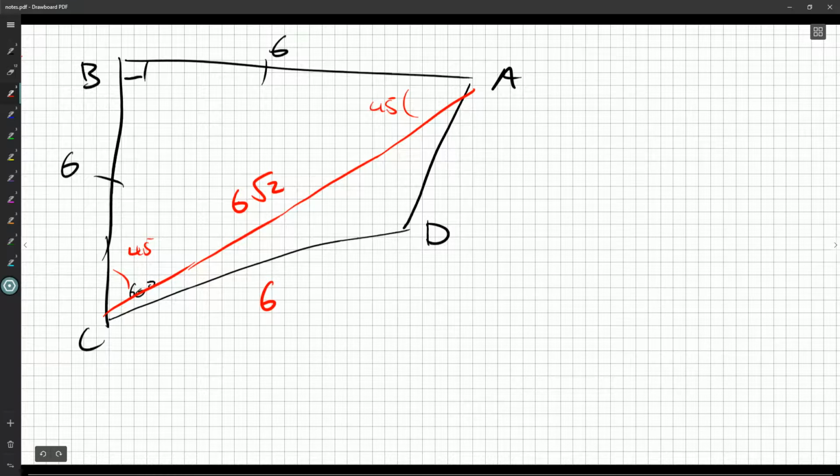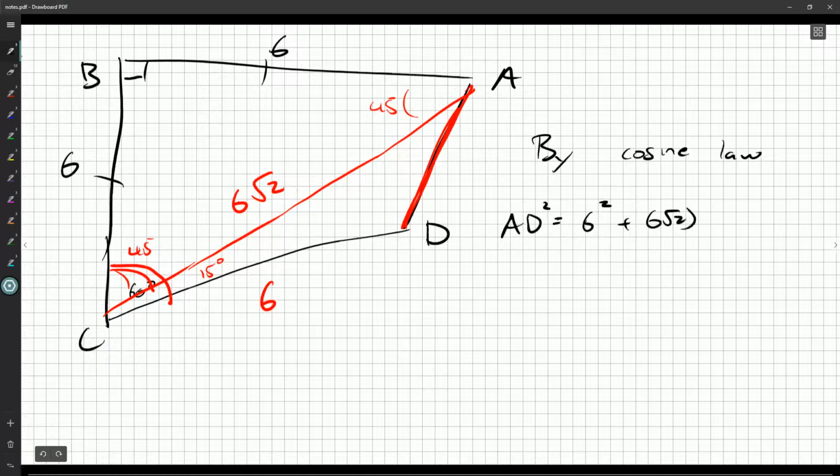And we also have a 6 over here. This whole angle was 60. We've just gotten rid of 45 of it. So what's left over? 15 degrees. So we could use the cosine law to figure out AD. By cosine law, AD squared is the other sides squared added up, minus twice the product of the other sides and then the cosine of your angle, in this case 15 degrees.